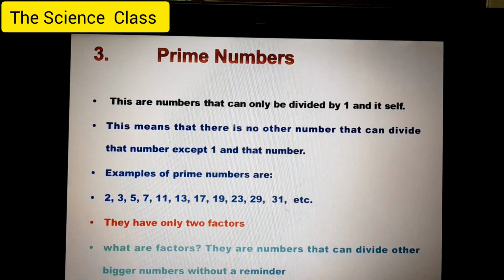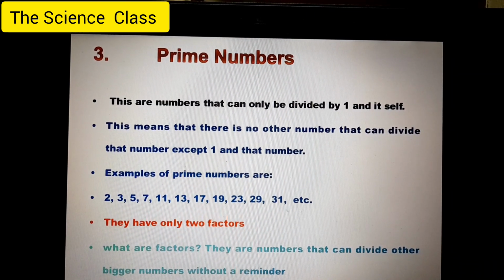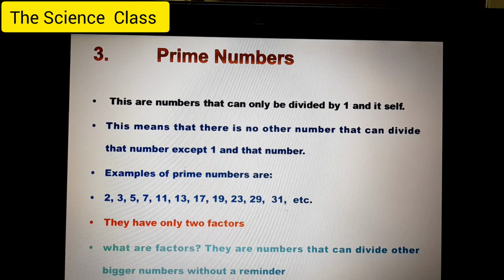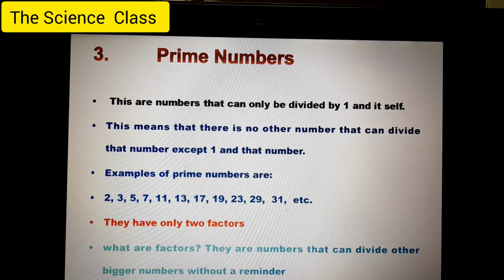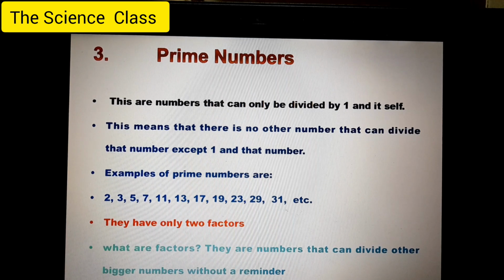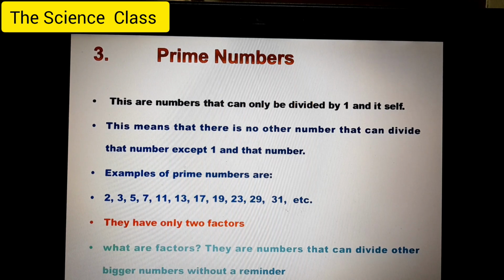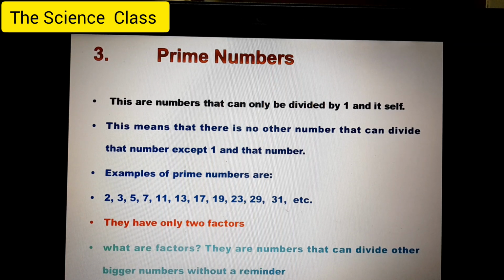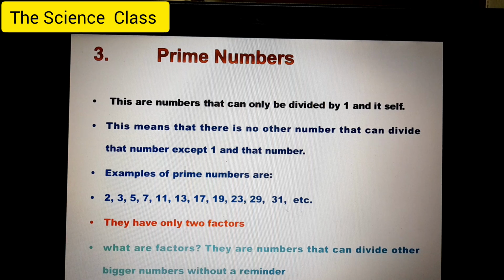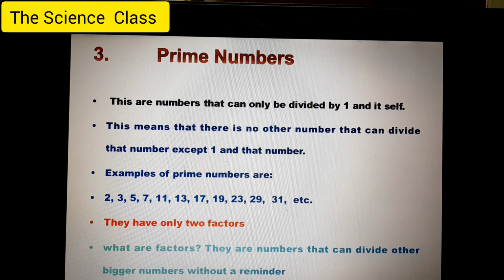The next type of number is prime numbers. They are very, very important numbers. They are used for solving mathematical problems like LCM, lowest common multiple, HCF, highest common factor, getting square roots of numbers, etc. I would like you to pay rapt attention to this number, as you are going to be using it for so many other solving steps in other problems in mathematics.